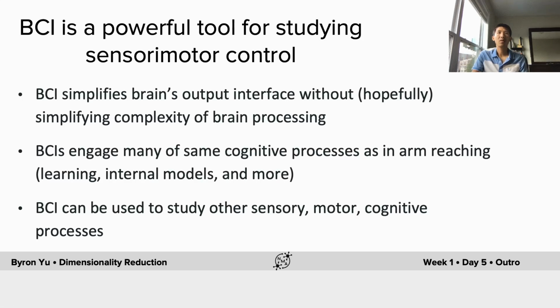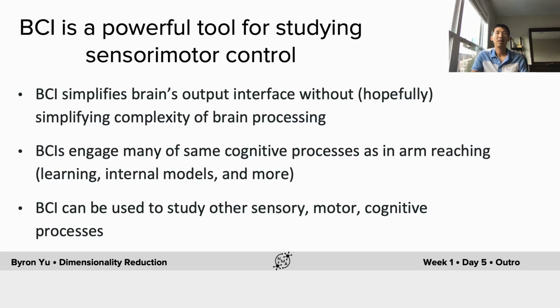Okay, so just to close, brain-computer interface is a powerful tool for studying sensorimotor control. Because the BCI simplifies the brain's output interface without hopefully simplifying the complexity of brain processing that we seek to understand. BCIs engage many of the same cognitive processes, such as in arm reaching, such as learning, internal models, and more. And BCIs will hopefully be used to study other sensory, motor, and cognitive processes. And I think this is an exciting direction of future work.